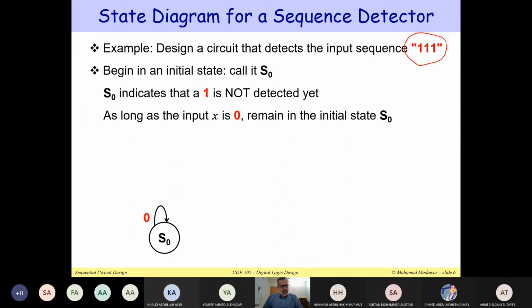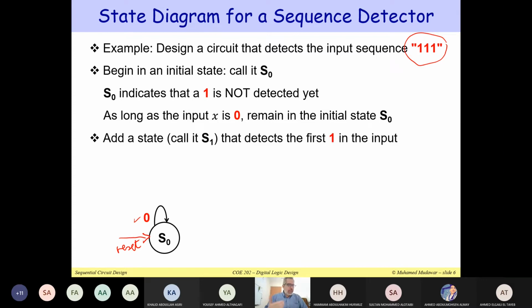So I can draw it like this. This is my initial state. Sometimes we place a reset here, indicating that if I reset my circuit, we go back to state S0. That's my start state. As long as the input here is 0, I would like to remain in the same state S0 because we did not detect the first one yet. If we detect the first one, then I'm going to jump to a new state, which is called S1, if the input is 1. The meaning of S1 is that we got the first one.